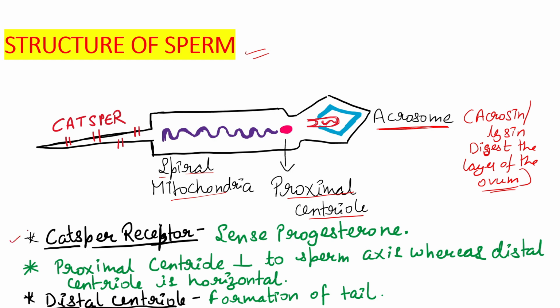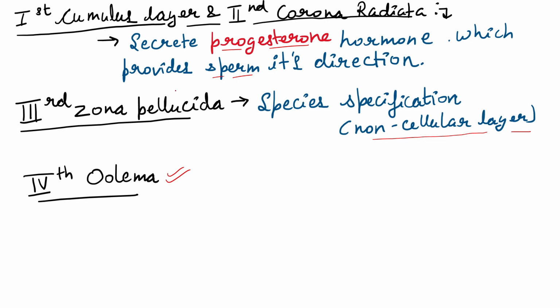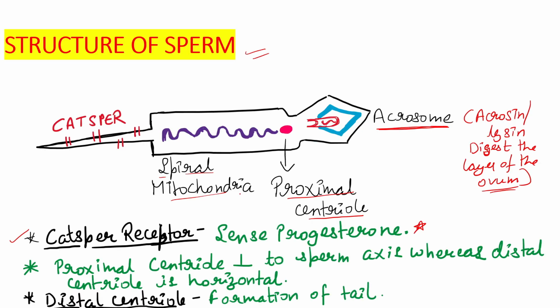receptor. So what are Csir receptors? Sense progesterone. प्रोजेस्टेरॉन को सेंस करने के लिए कौन आता है, कौन प्रेजेंट होता है? Csir receptor. What is progesterone? Progesterone is secreted by the cumulus layer or the corona radiata, and these Csir sense this progesterone. Proximal centriole is perpendicular to sperm axis, whereas distal centriole is horizontal.